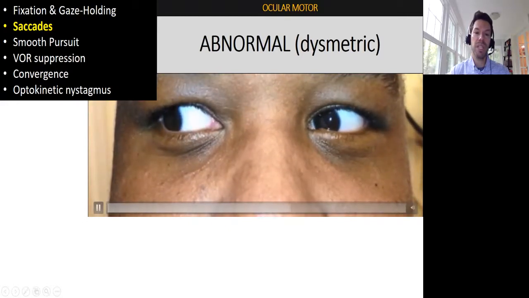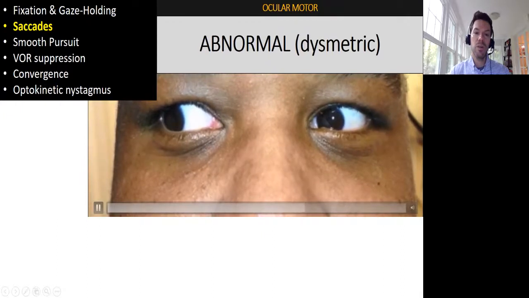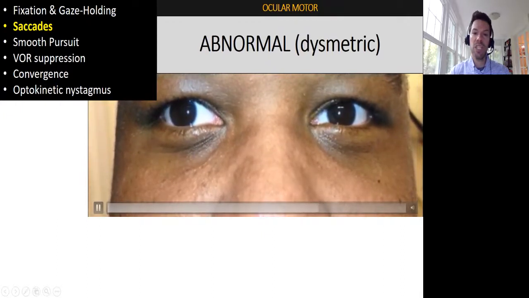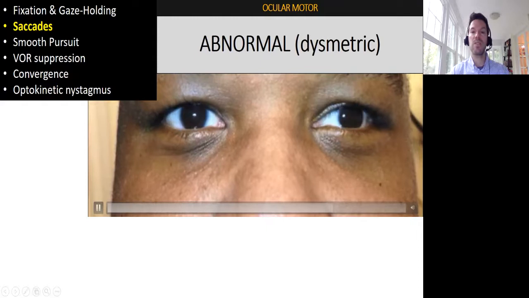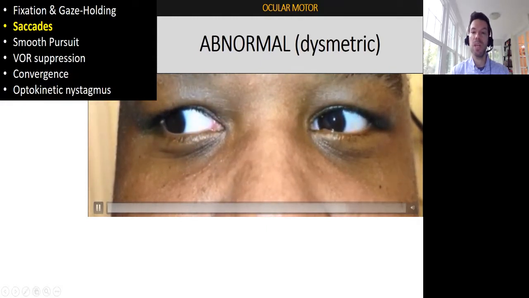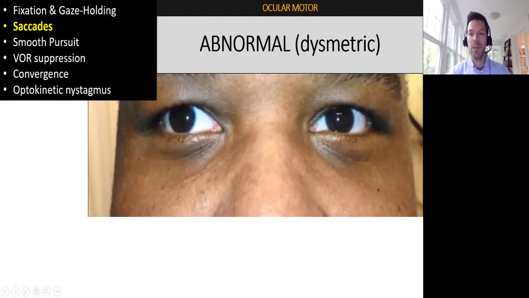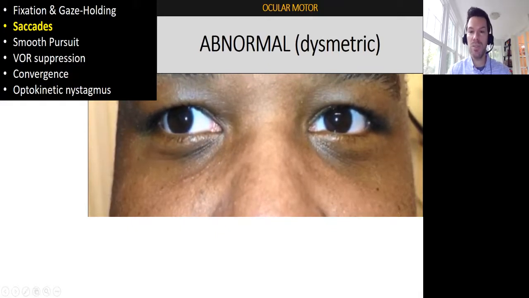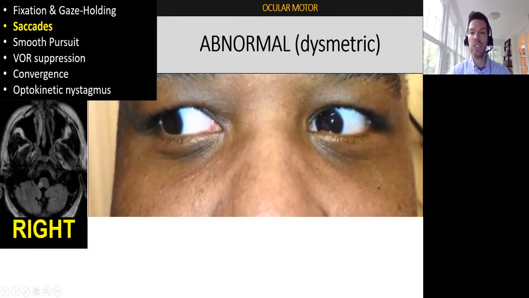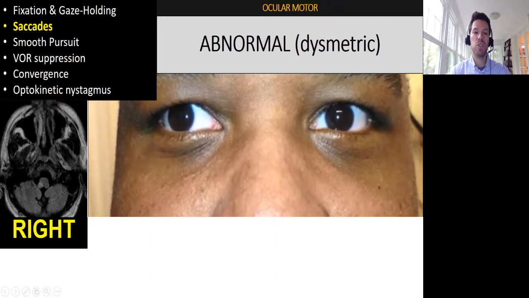This is in slow motion, makes it easier to see. One, two, three. Three little hypometric saccades to get to my nose. So hypermetric to the right, hypometric to the left. The most common cause of this is going to be a lateral medullary lesion. In this case, it was a stroke.